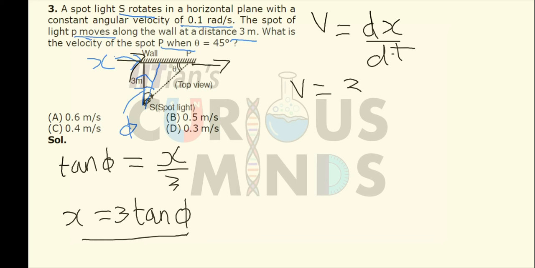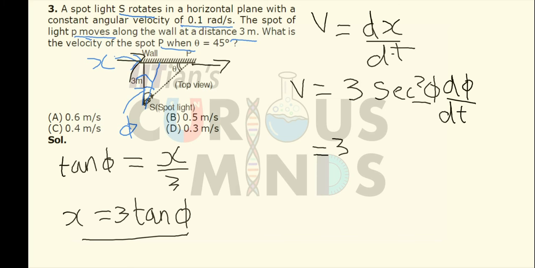So it will be equal to 3 sec square phi d phi by dt. I will differentiate this part applying the chain rule. I will get 3 tan phi, the differentiation will be equal to sec square phi d phi by dt. It will be equal to 3 sec square phi d phi by dt.